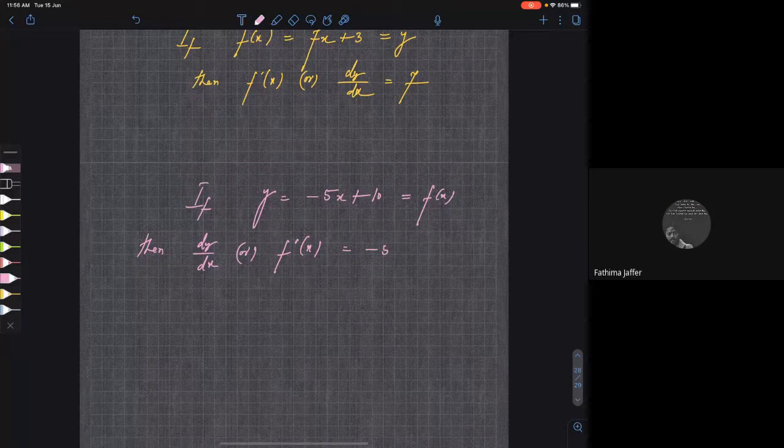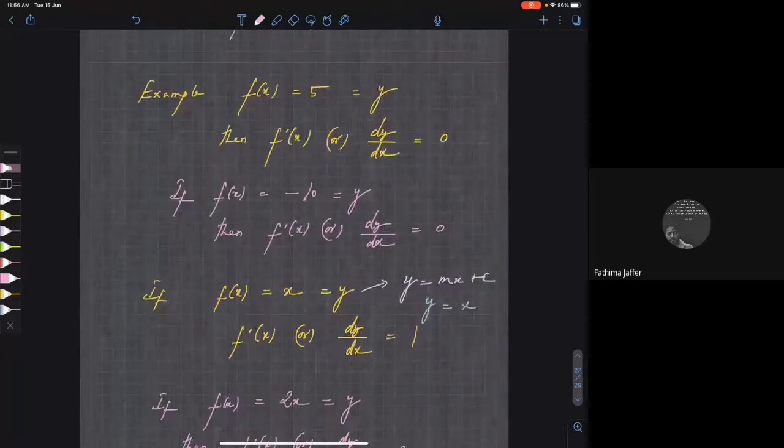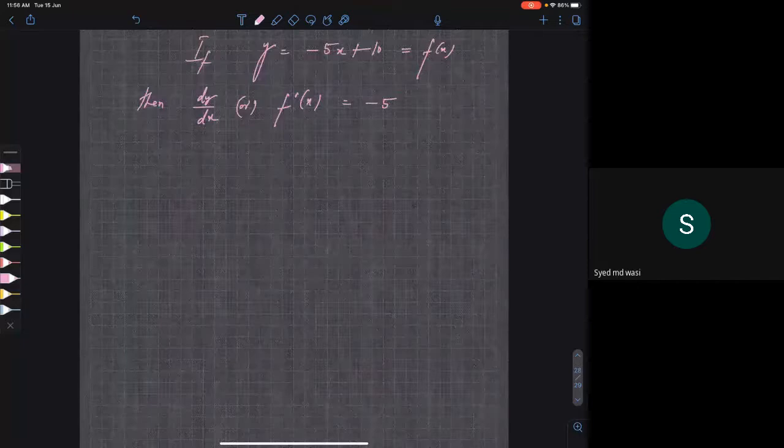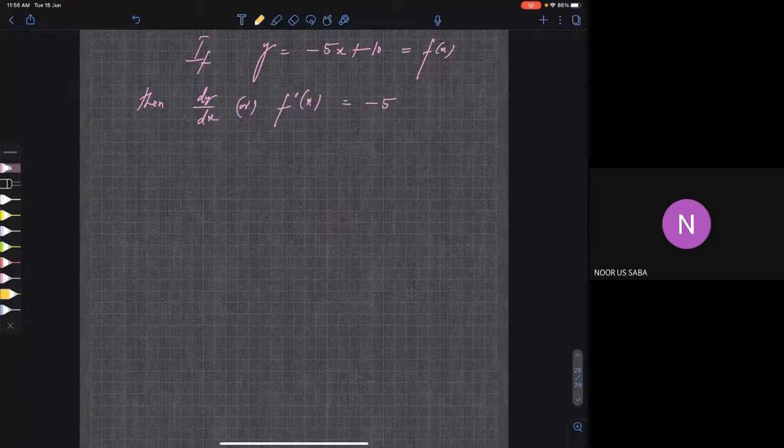Okay, clear? So all these are which kind of equations? These are all linear equations. Why? Because slope was constant. Slope was constant. Clear? Now let us look at nonlinear equations.